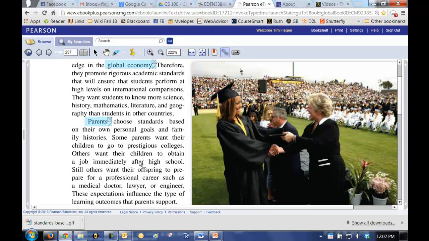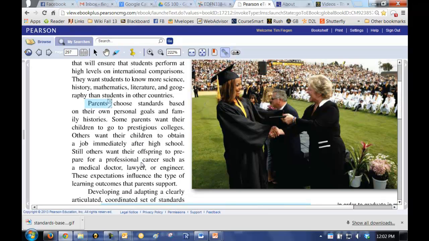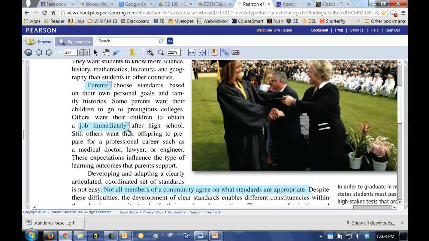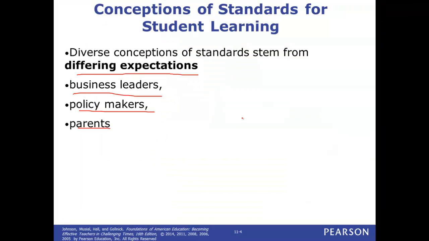parents. What do parents want? They choose standards based on their own personal goals and family histories. Some parents want their children to go to prestigious colleges. Others want their children to obtain a job immediately. And we've talked about this before, how varied this is. And still others want their offspring to prepare for a professional career, such as a medical doctor, lawyer, or engineer. These expectations influence the type of learning outcomes and parents' support. So this is number 2.